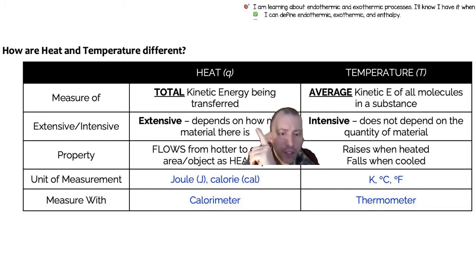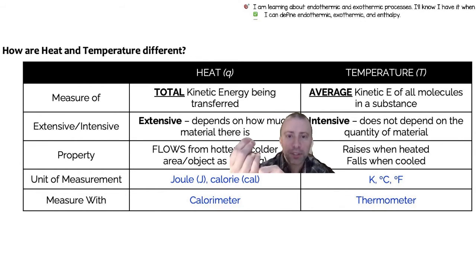So heat only exists, as we talked about, when energy is being transferred. So heat is the total amount being transferred, and so it's what's called an extensive property. It depends on how much material there is, because think about it, if you had a couple drops of hot water versus a whole gallon of boiling water, the gallon of boiling water would be able to transfer more heat out than a couple drops of hot water.